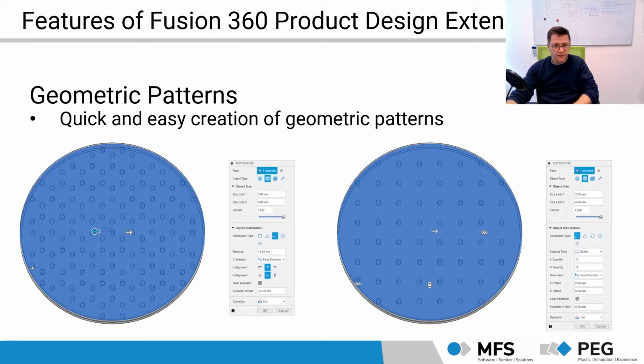What we also have inside the product design extension is geometric patterns. So you can create geometric patterns, for example, those holes here, or the distribution of those holes, in a very quick and easy way. You can make the holes increase over the distance or decrease, or you can have a random or a more uniform distribution of your holes. You can also create rectangles or other types of objects. So there are many options here to quickly create nice geometric patterns inside the software.